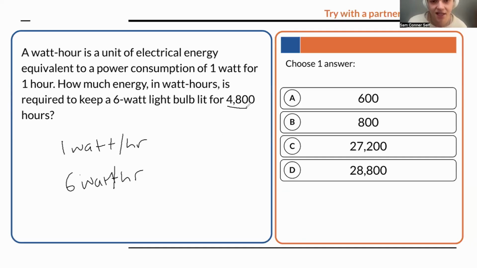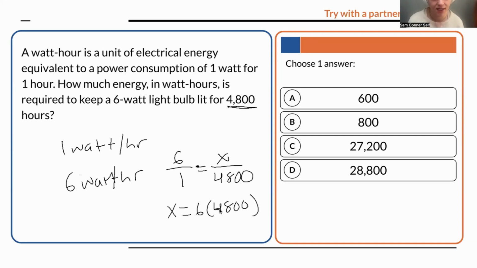And then they're telling us that this light bulb is going to be lit for 4,800 hours. So if it's 6 watts per 1 hour is equal to some amount of watts for 4,800 hours, that is the ratio. And we say ratio because these two units of measurement are different. So it's going to be x is equal to 6 times 4,800. So it's not going to be A or B because those are too small. And then we go ahead and do this on your calculator. So 6 times 4,800. So the answer would be D, and I'll see what you guys put in the chat.